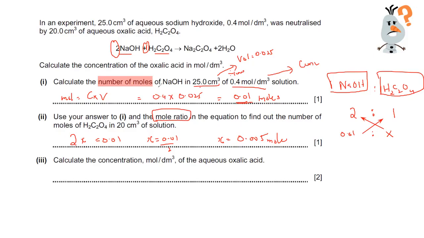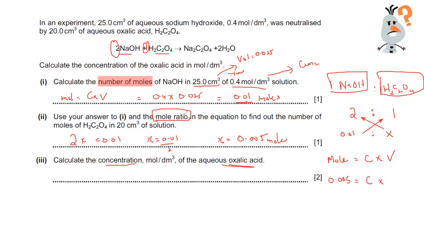Then the third part, we need the concentration. The concentration can only be found by using a formula. You have the formula which relates concentration: moles equal concentration into volume. I told you that in the moles, the questions are interrelated. So how many moles did we get for oxalic acid? We got 0.005 moles of oxalic acid.